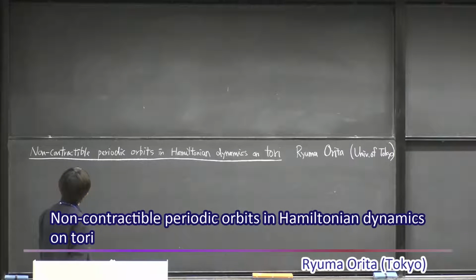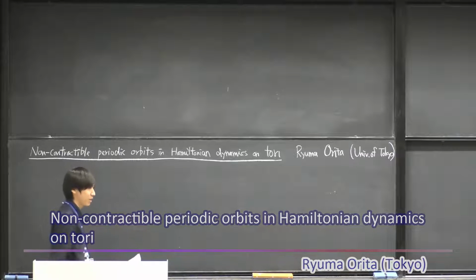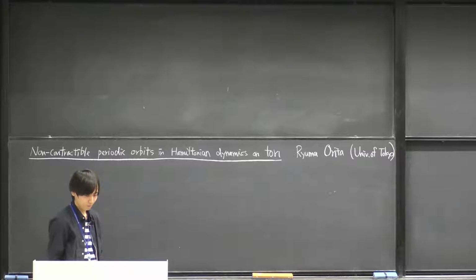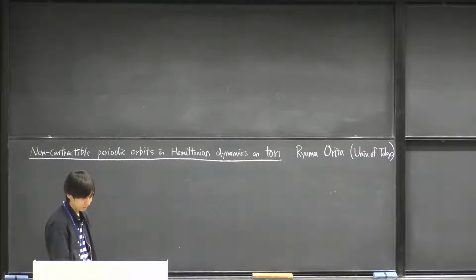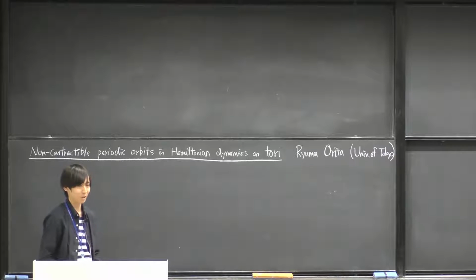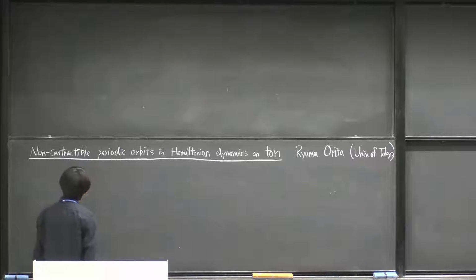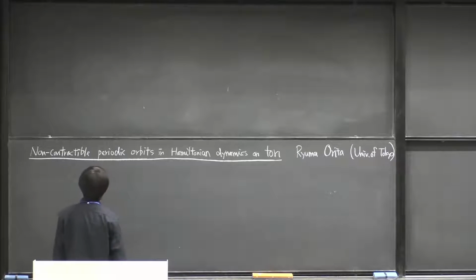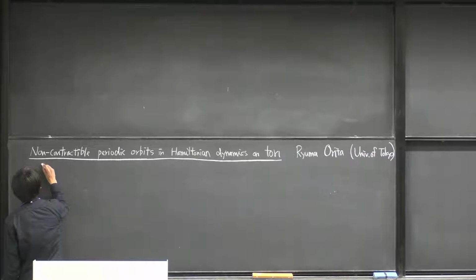Today, I will talk about non-contractible periodic orbits in Hamiltonian dynamics on tori. Namely, I will show that a theorem of Ginzburg-Gürel, which she talked about today, is also true for tori, and the torus is not atoroidal or toroidal monotone. And to state the main result, let me introduce some conventions and notation.